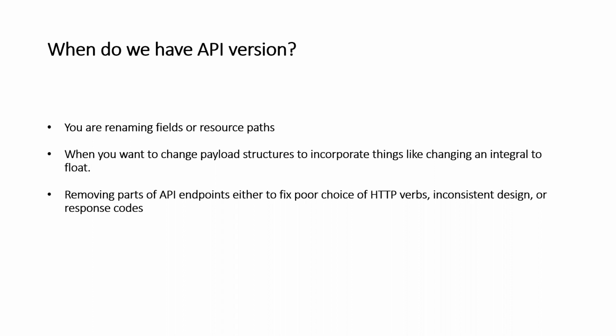So when you're making a change to your API endpoint, like removing a part of an API endpoint or fixing a response code or inconsistent design or HTTP verb choice, you need to have an API version. So these are the different API version approaches, and they took place to implement API versioning because of these changes happening going forward with your API.